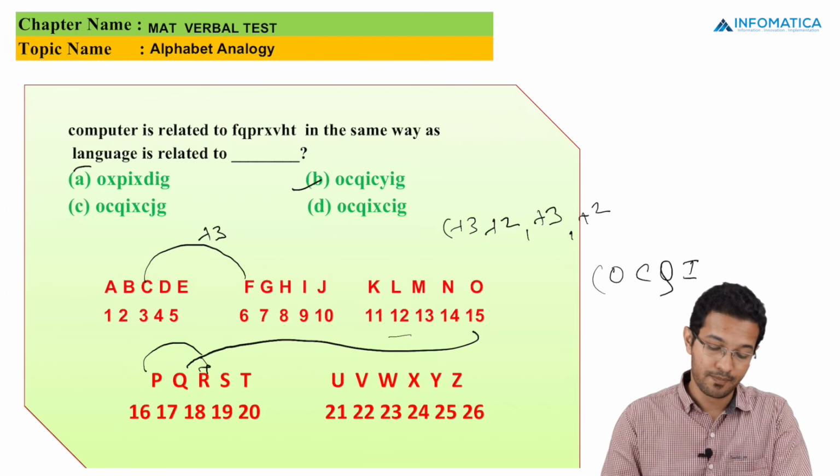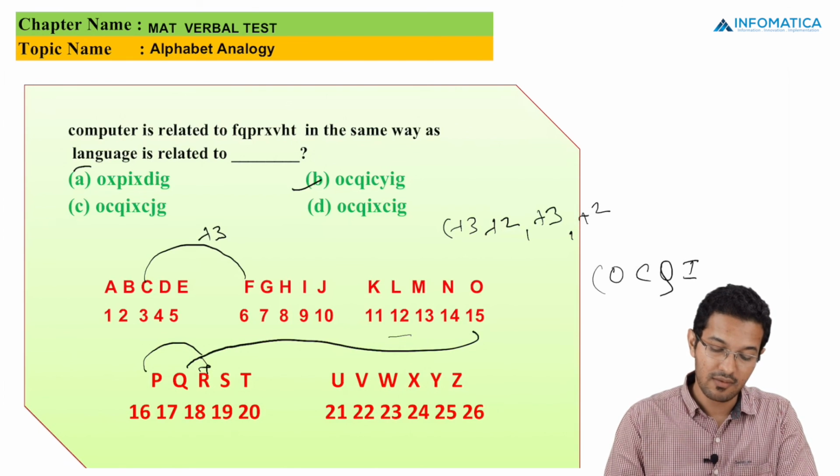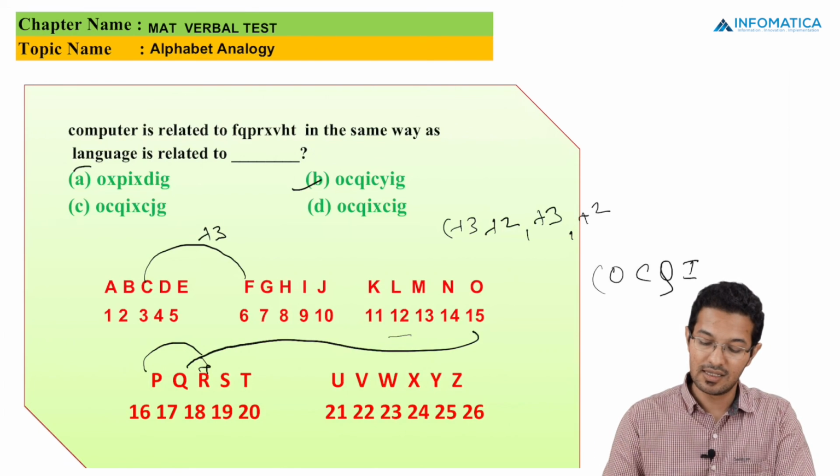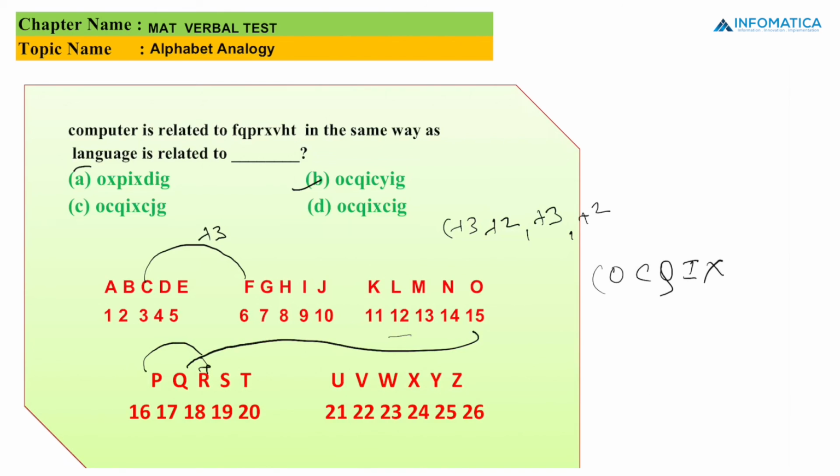So let's go ahead. From U, again 3 steps ahead. So I'll be reaching X because U is number 21 and if I add 3 to it, I'll be reaching 24, which is nothing but X. Let's check the options. Still, we are having a clash in C and D.